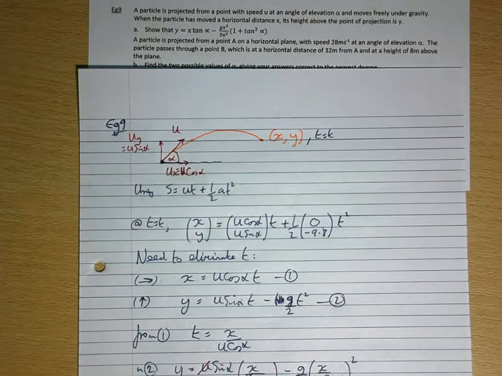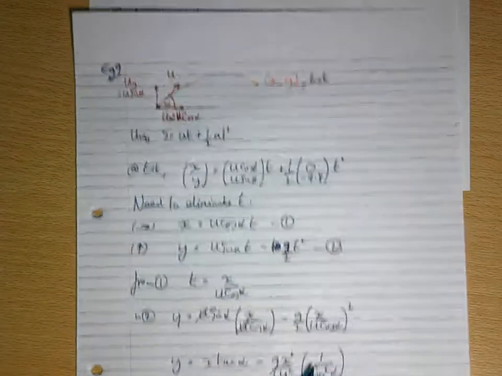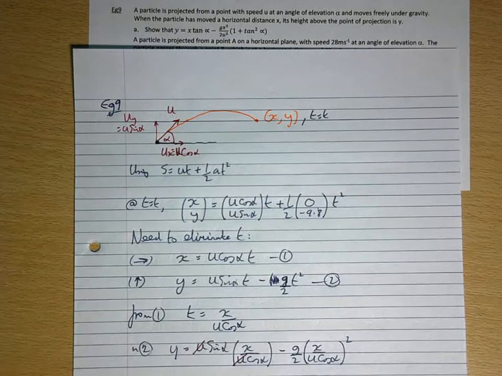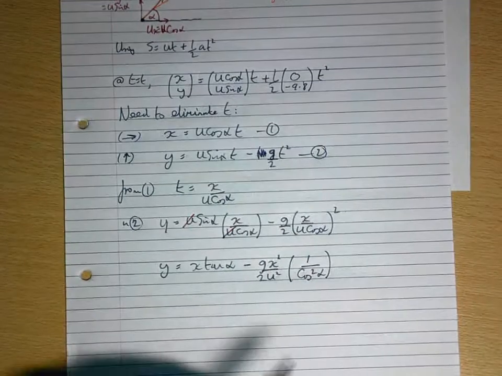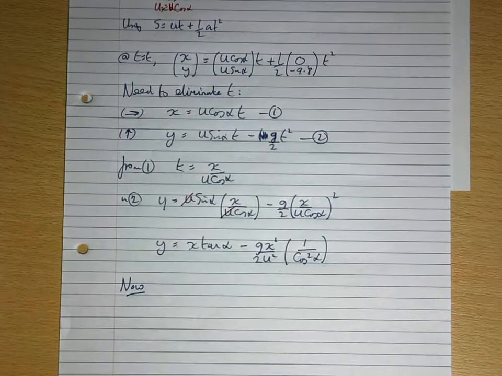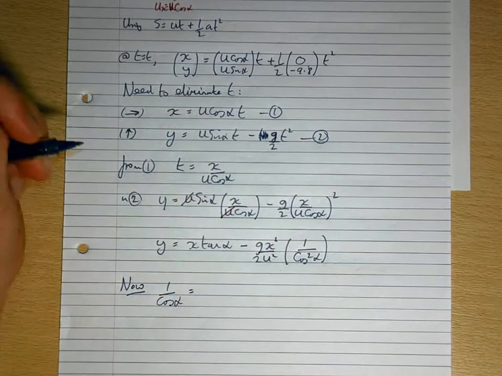So all I need to be thinking about is how 1 over cos squared alpha ends up being 1 plus tan squared alpha. So there's 2 steps to this, and they're both from your pure work. First of all, knowing that 1 over cos is sec.